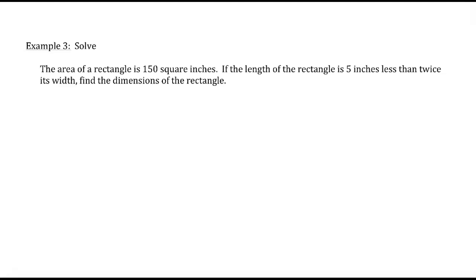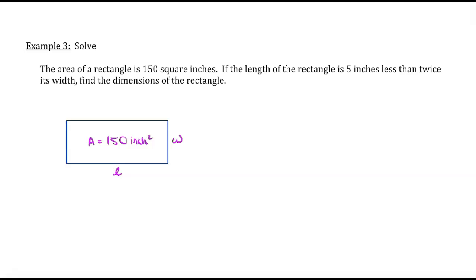In example 3, we have that the area of a rectangle is 150 square inches. If the length of the rectangle is 5 inches less than twice its width, find the dimensions of the rectangle. Let's start by drawing a picture. Here we have a rectangle with area equal to 150 inches squared. We need to figure out the dimensions of this rectangle. That's the length and the width.